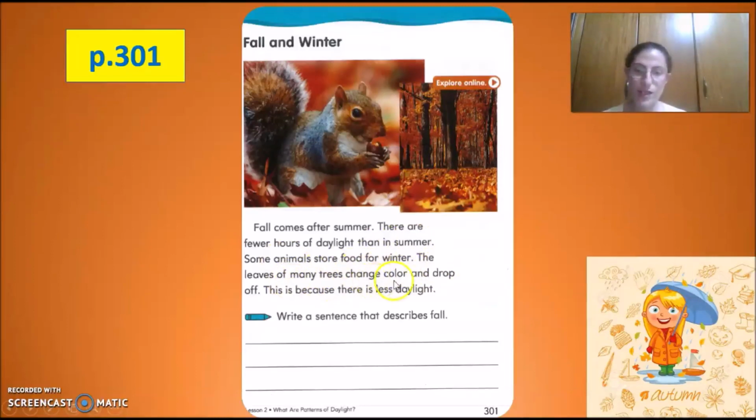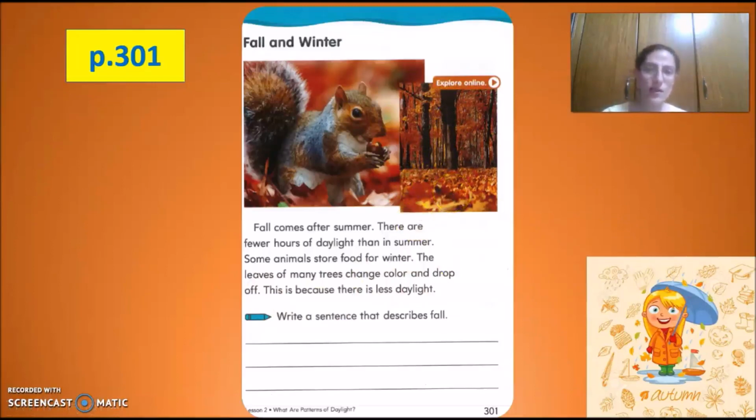Some animals store food for winter. The leaves of many trees change color and drop off. So they're telling us that during the fall season, some animals store food for winter, such as the squirrel. It digs and buries its nuts under the ground, so it could eat them during the winter season. And then the leaves of many trees change color and drop off. As we can observe in the picture, the leaves change color and they start to drop off during the fall season. Why? Due to the fact that we have less daylight.